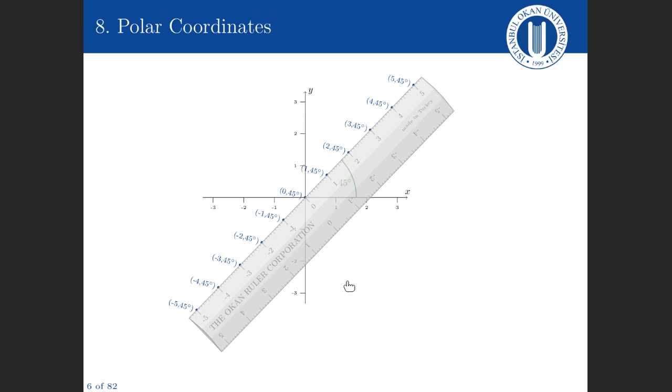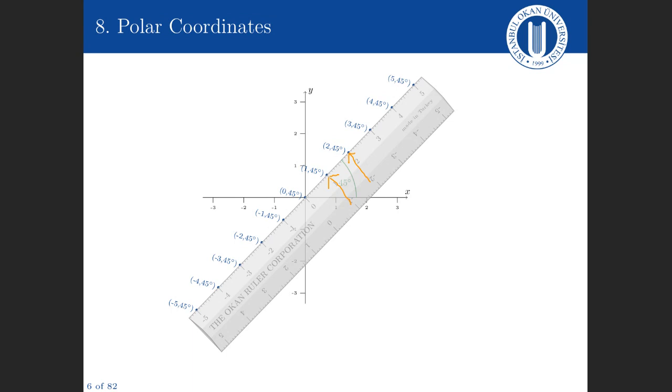Then we can measure along the ruler, and we can label each of the points along the ruler using polar coordinates. For example, if the distance between the origin and the point is 1, then this point has polar coordinates (1, 45°). This point has distance from the point to the origin 2, and the angle of the ruler is 45 degrees, so this point has polar coordinates (2, 45°).